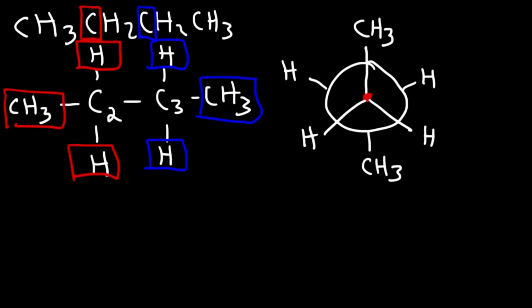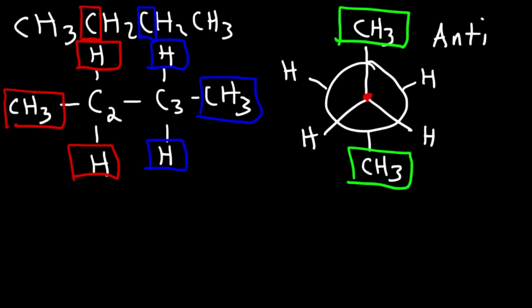So this is a staggered conformation, but it has a specific name called the anti-conformation. It is the most stable of the 4 Newman projections of butane. The reason for that is because the methyl groups are so far apart. You want to keep them as far apart as possible. And so this is the anti-conformation of butane. The dihedral angle between these 2 methyl groups is 180 degrees.